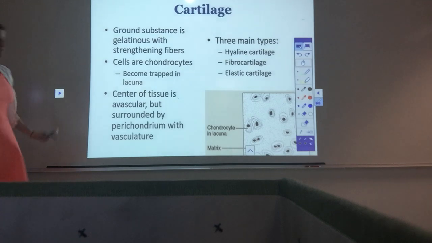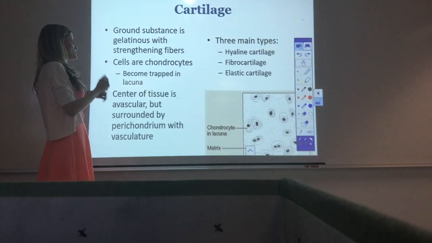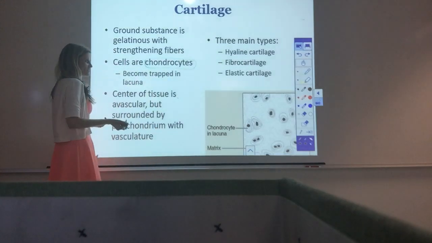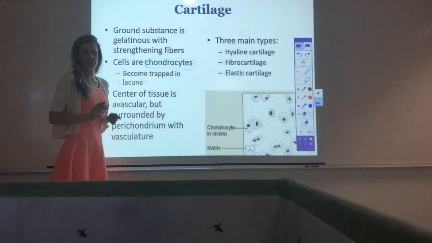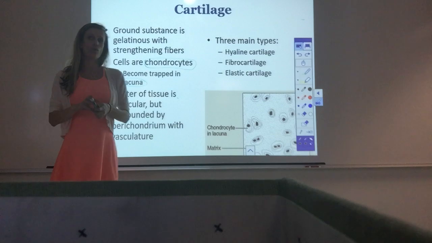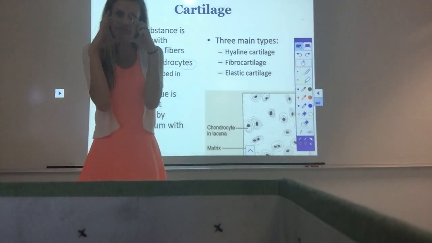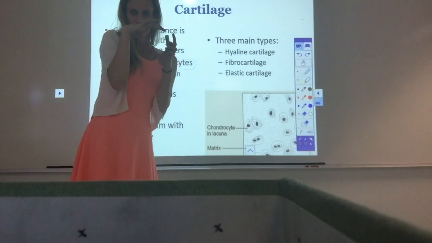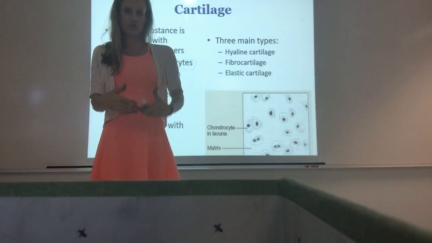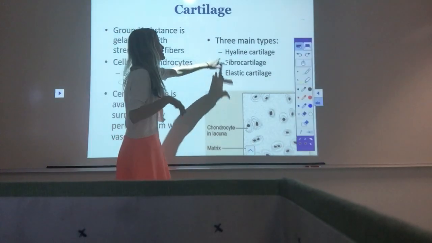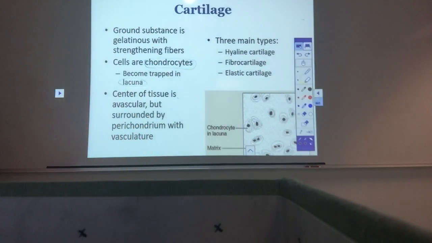The way that I identify cartilage is that the cells, the chondrocytes, are trapped in a lacuna. Lacuna is the Latin word for little lake. So you'll see a cell and it's living in this little bubble. It's got like a little circle around it. That tells you it's cartilage. Then we just have to figure out what type of cartilage it is. We'll look at hyaline cartilage, fibrocartilage, and elastic cartilage.